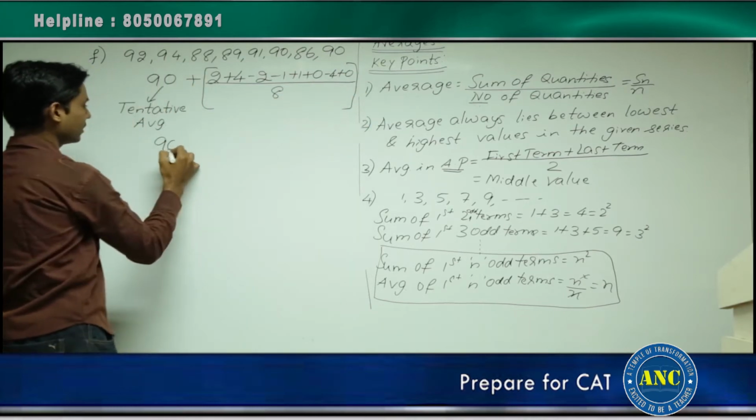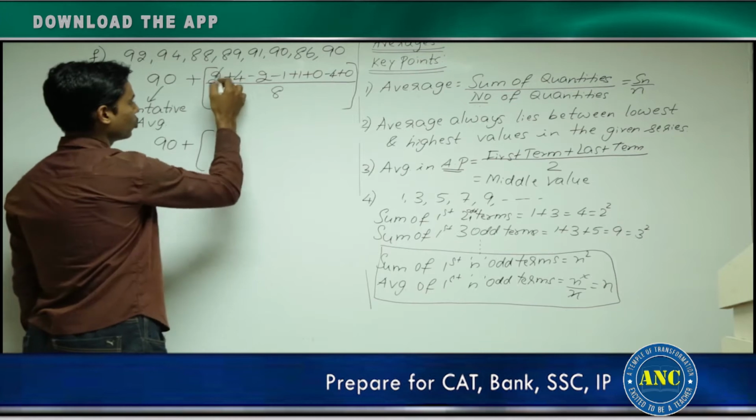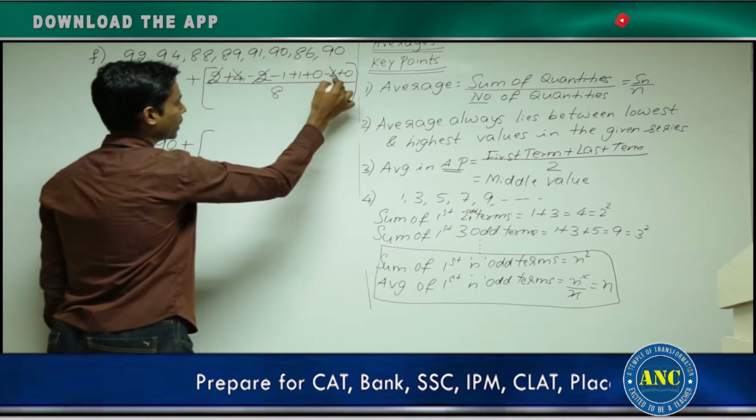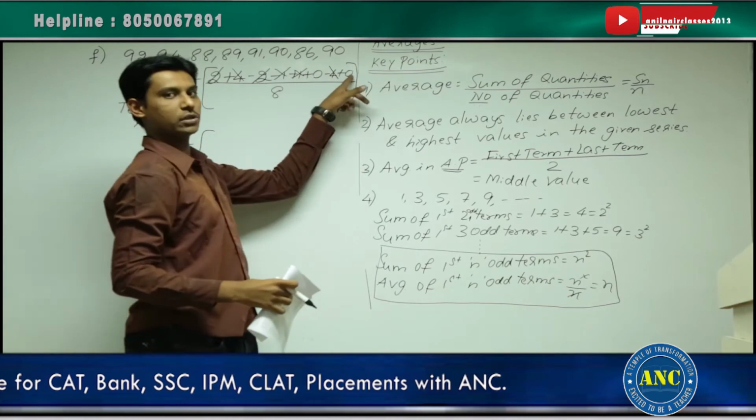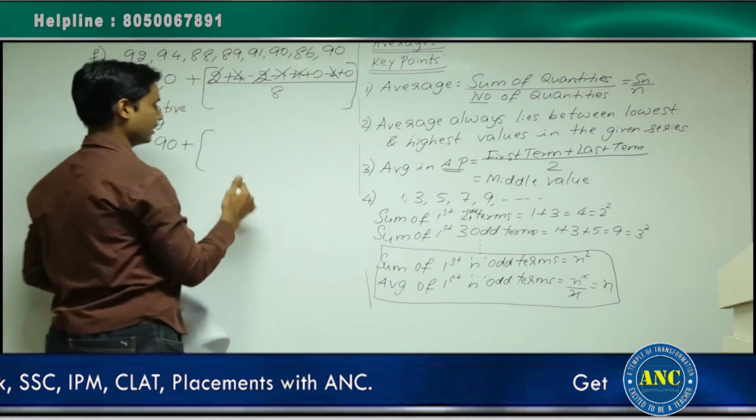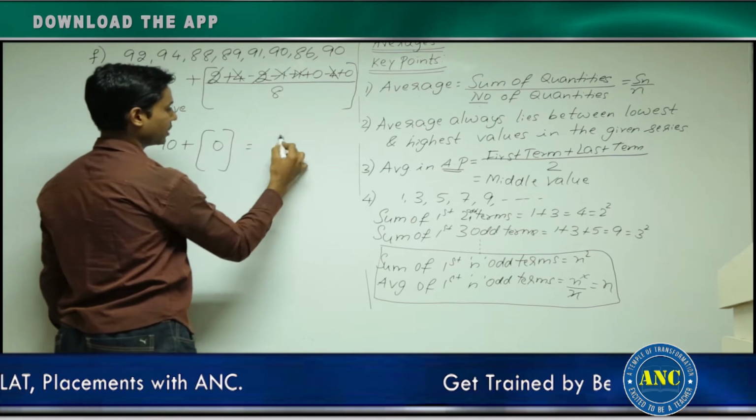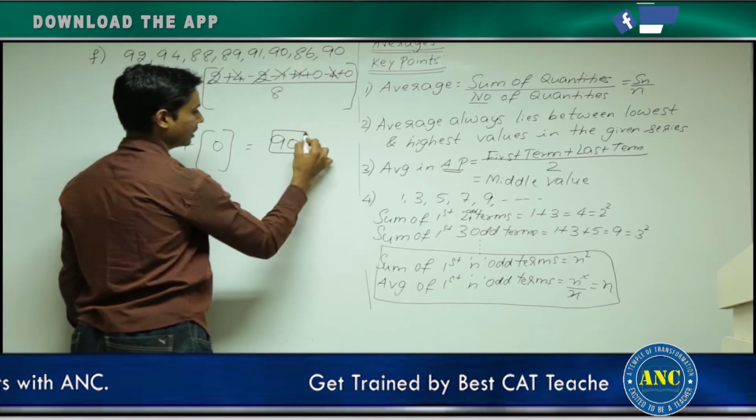Now if I simplify this, it becomes 90 plus 2 minus 2 cancels. 4 minus 4 cancels. Minus 1 plus 1 cancels. 0 plus 0 is 0. 0 divided by 8 is 0. What is 90 plus 0? 90. Average for this series is 90.